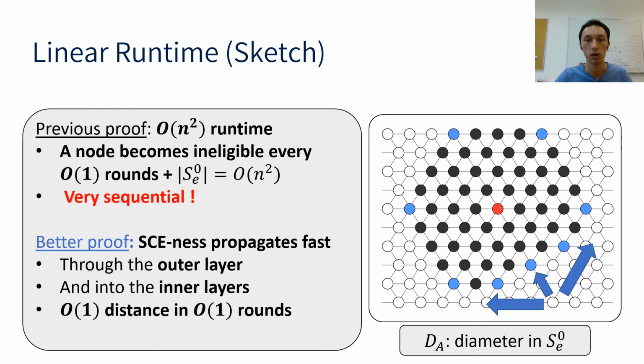Informally, the main lemma of this runtime proof states that the SCE-ness propagates O(1) distance in O(1) rounds. Since there are at most O(diameter) layers, which each have O(diameter) size, because of the grid's geometry, the runtime is O(diameter) rounds. For more details about this proof, you can just look at the paper.